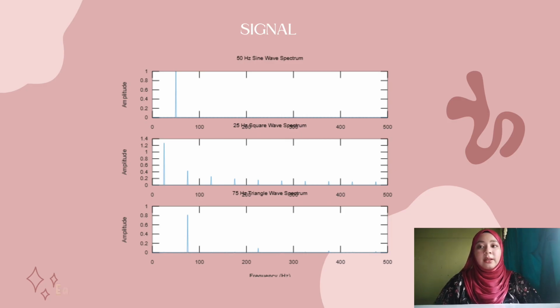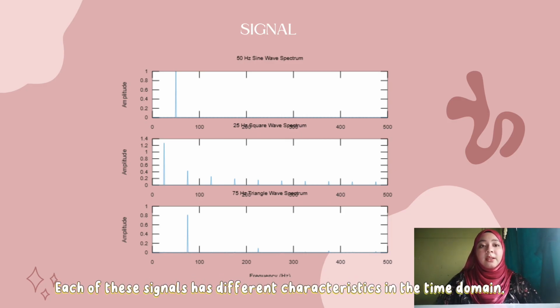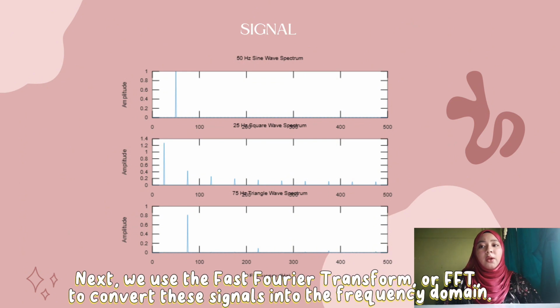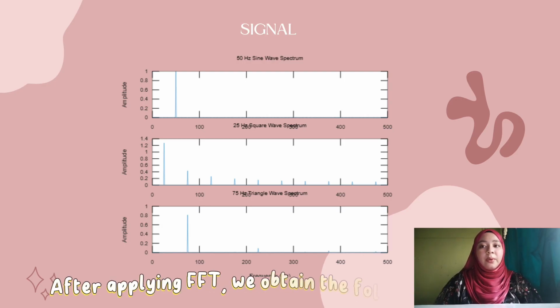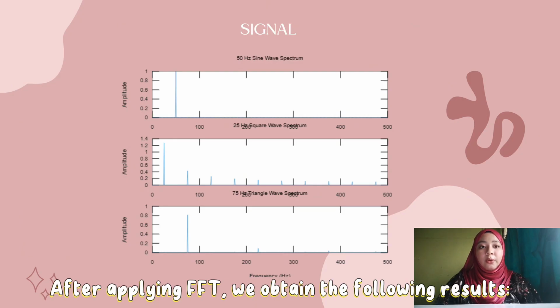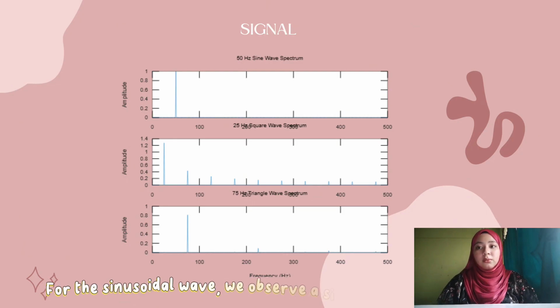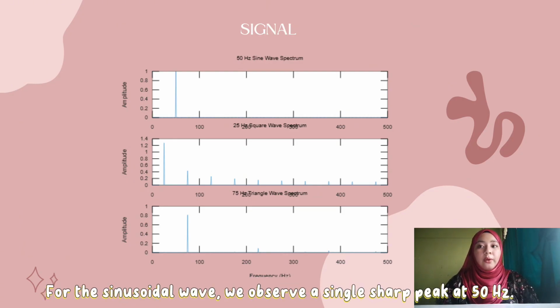Each of these signals has different characteristics in the time domain. Next, we use the fast Fourier transform, or FFT, to convert the signal into the frequency domain. FFT allows us to observe the frequency components in each signal. After applying FFT, we obtain the following result. For the sinusoidal wave, we observe a single sharp peak at 50 Hz.